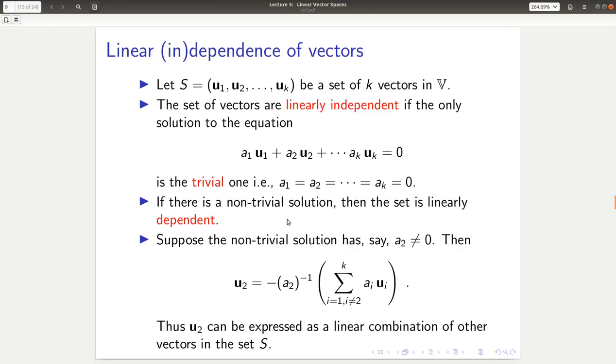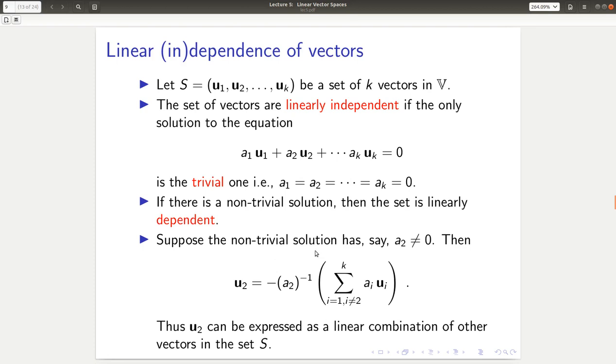If there is a non-trivial solution, that means at least two or more of the a's are non-zero, then the set is linearly dependent. So linearly independent means there's only a trivial solution, and linearly dependent means there is a non-trivial solution.